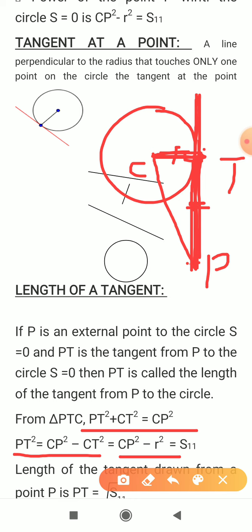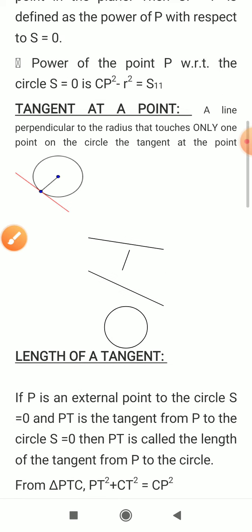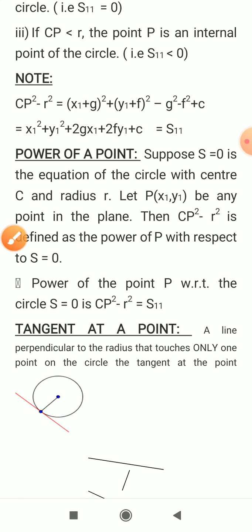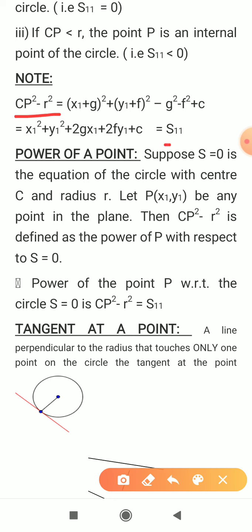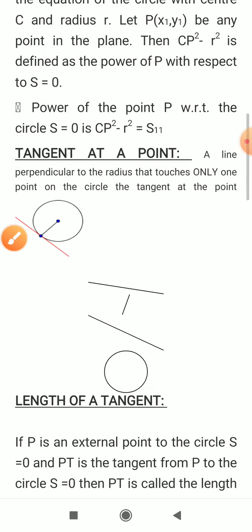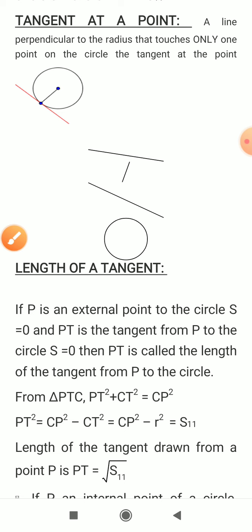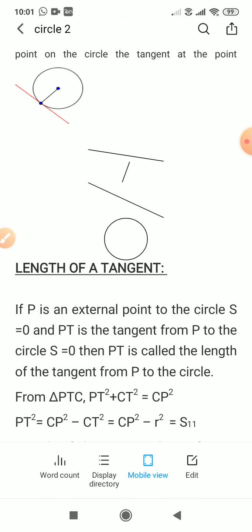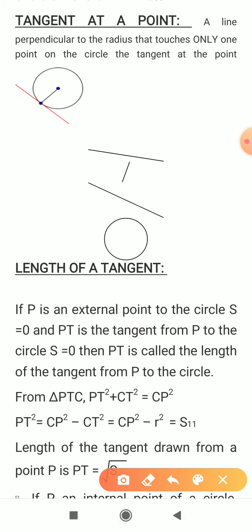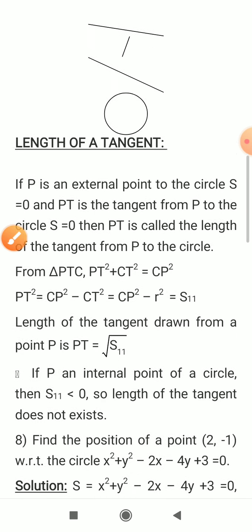What is CP square minus R square? CP square minus R square is equal to S11. Already we found. You substitute that here. CP square minus R square is S11. This is PT square. But PT is the length of the tangent.